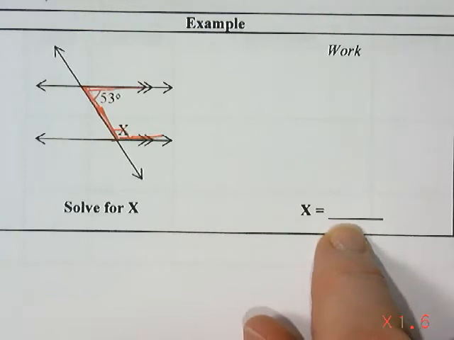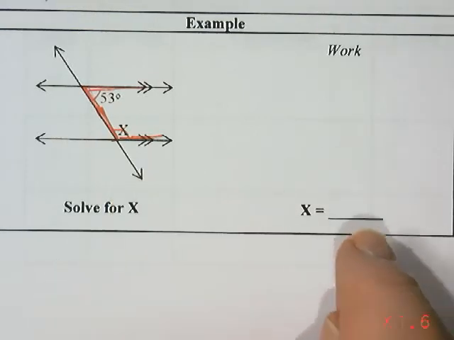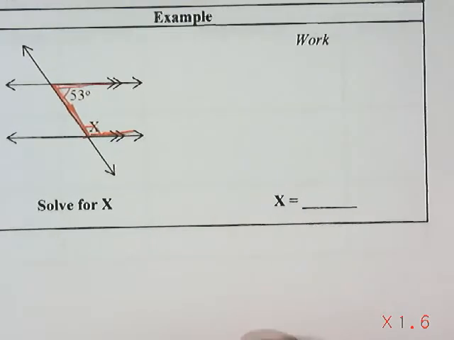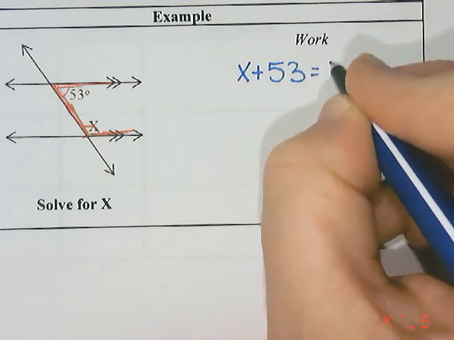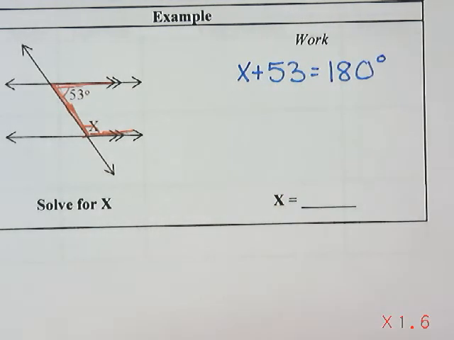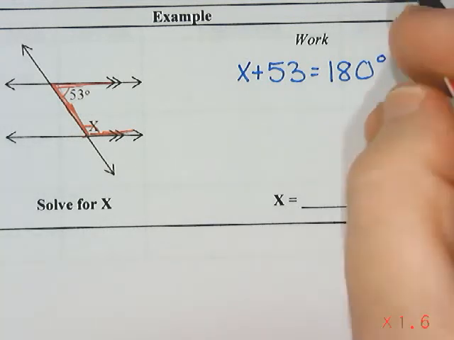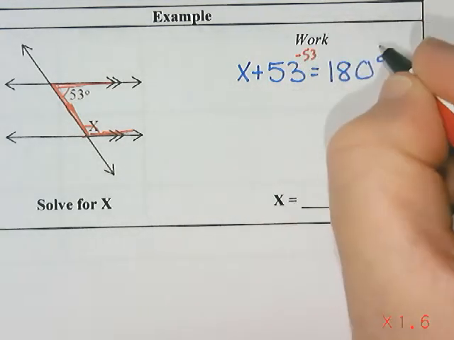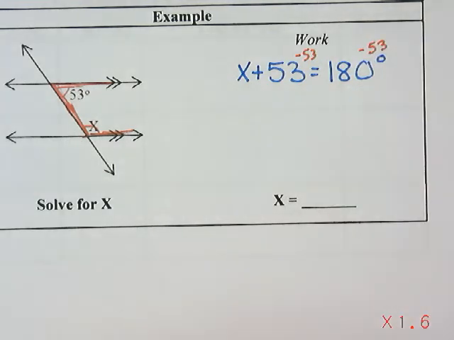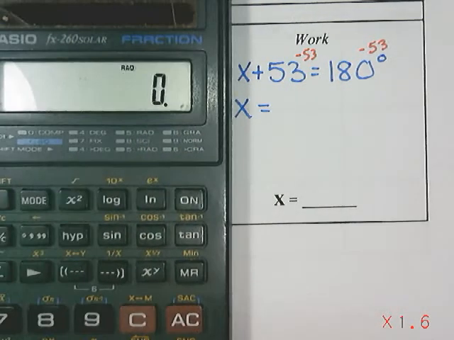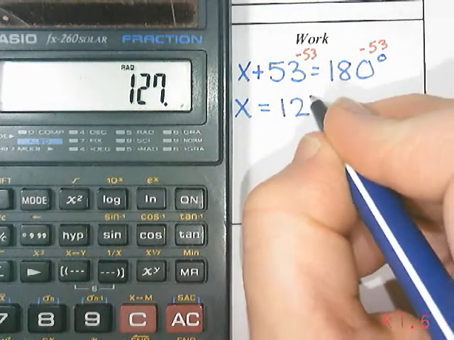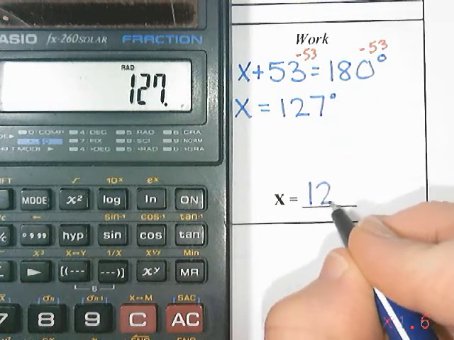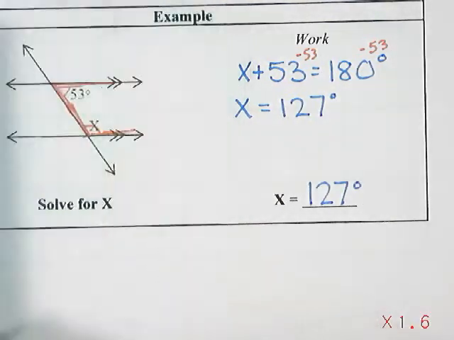So I can't just write 180 because that's not what X is. I need to make an equation for this one. So I would say X plus 53 equals 180 degrees. And then from there, I would solve by subtracting 53 from both sides. And 180 take away 53 is 127 degrees. So down here, I'm going to write that X is 127 degrees.